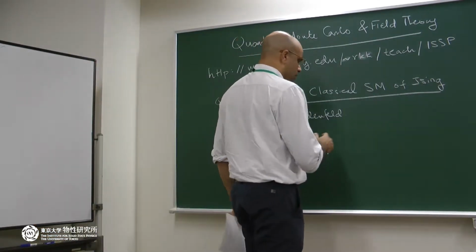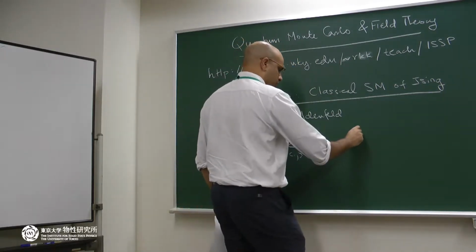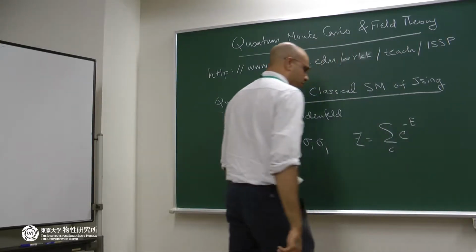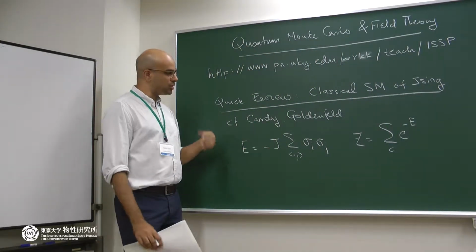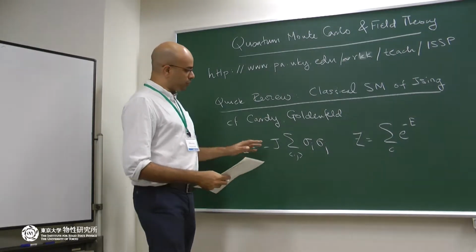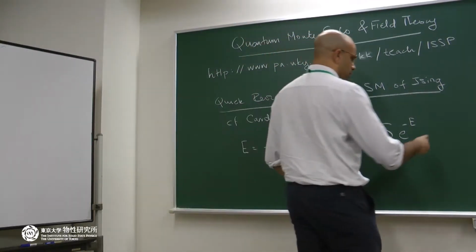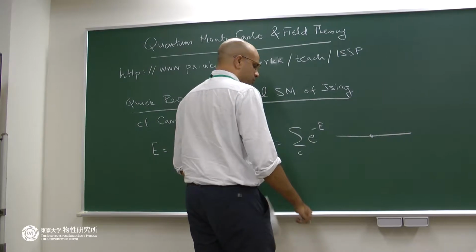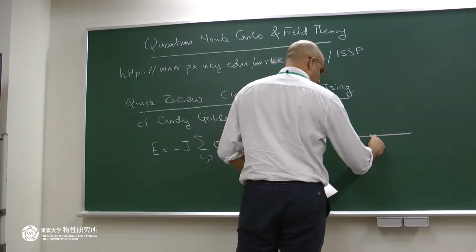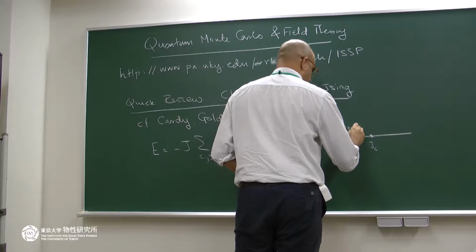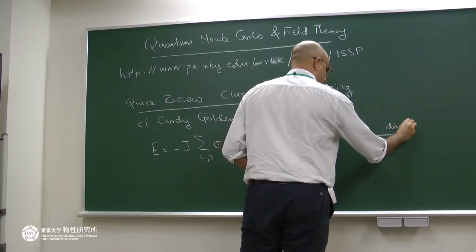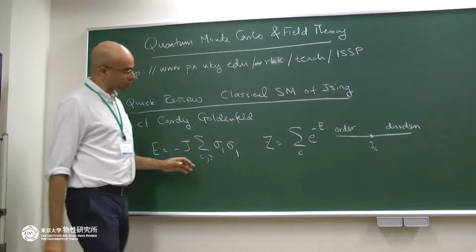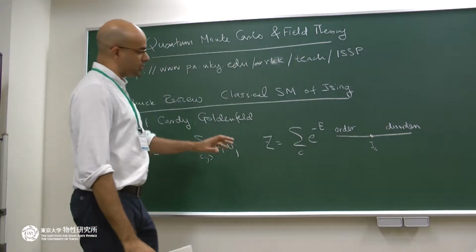If you study this model, the partition function is defined as the sum over all configurations of exponent minus E. I've set the temperature to 1, and then this parameter J is my tuning parameter. The phase diagram of this model is very well known. In all dimensions greater than 1, which is 2, 3, 4, etc., there's a critical value at which you have a transition between an ordered phase and a disordered phase.